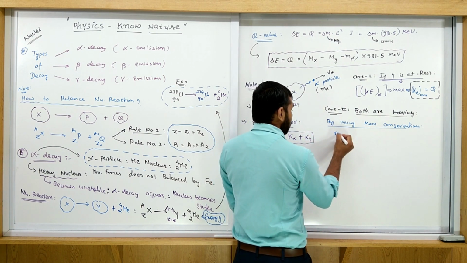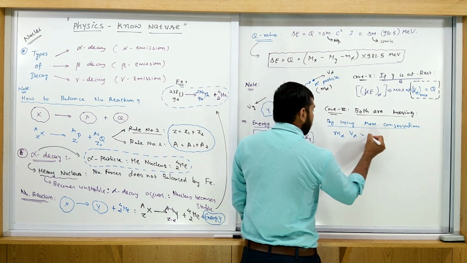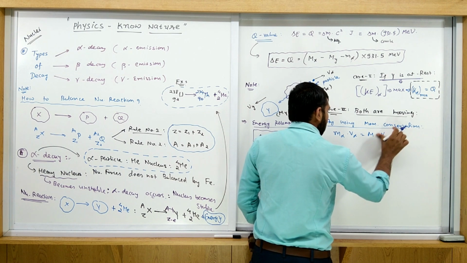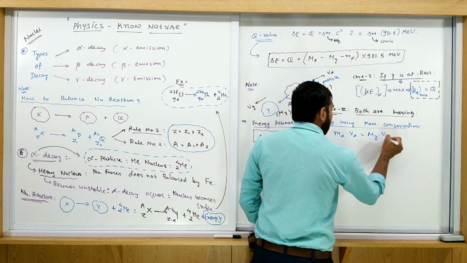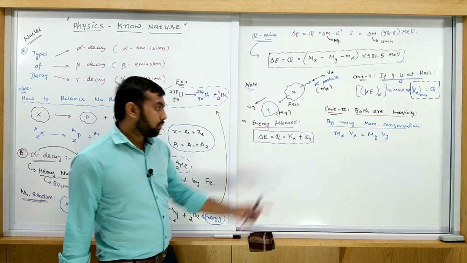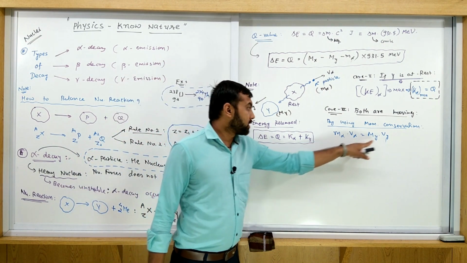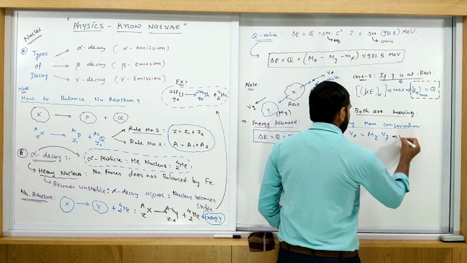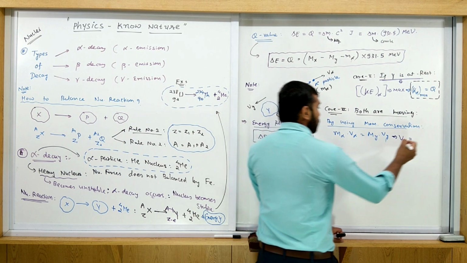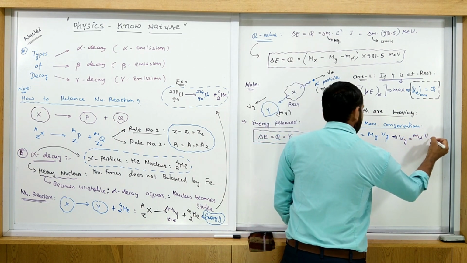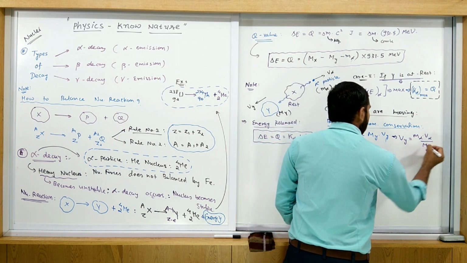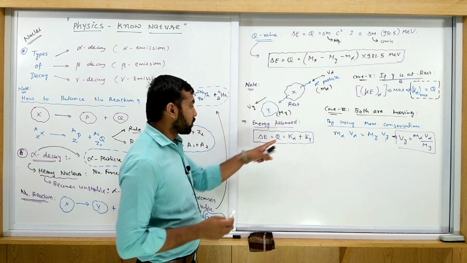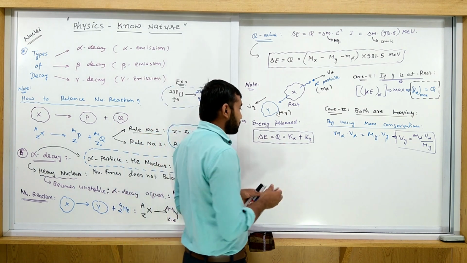See, m alpha v alpha is equal to my vy. Yes or no? Momentum conservation. So mv is equal to mv. So find this vy from this equation. So what is vy? vy is equal to m alpha v alpha upon my. So this is the equation. Now put this value here, so we get this final answer.